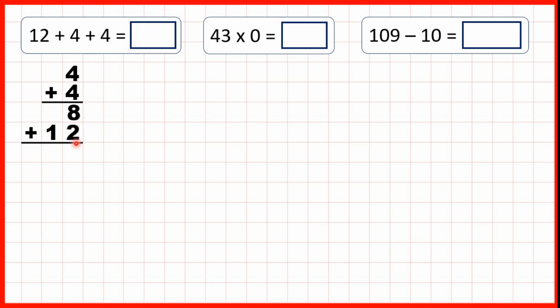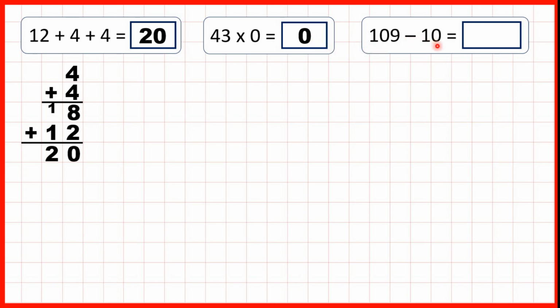So 8 plus 2 is 10, so 1, 0. 1 plus 1 is 2, so our answer is 20. Now 43 times 0. So any number times 0 is 0, so that's our answer.